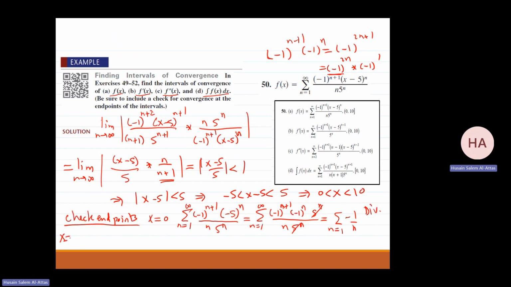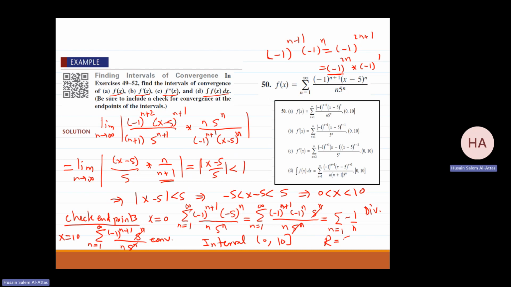Now x equal 10. What will happen at x equal 10? I have the series n equal 1 to infinity of minus 1 to the power n plus 1, times 10 minus 5, which is 5 to the power n, over n 5 to the power n. This cancels, so you have an alternating series, so this converges. So what is the interval? Open at 0, closed at 10. By the way, what is r here? R equals 5.